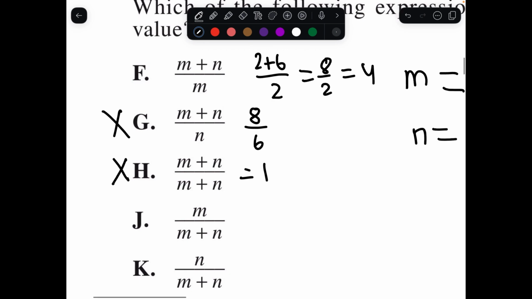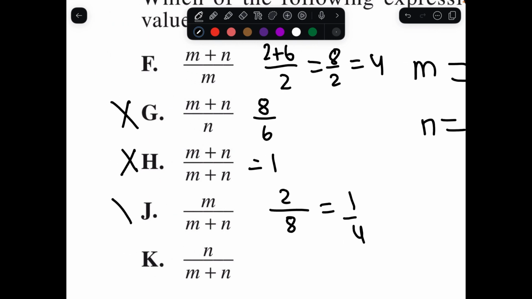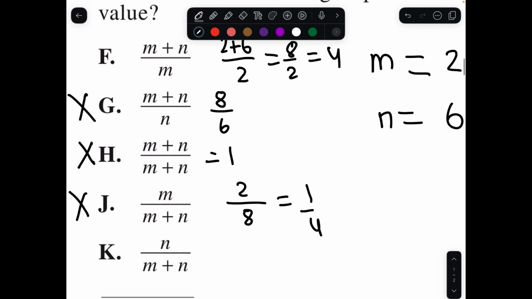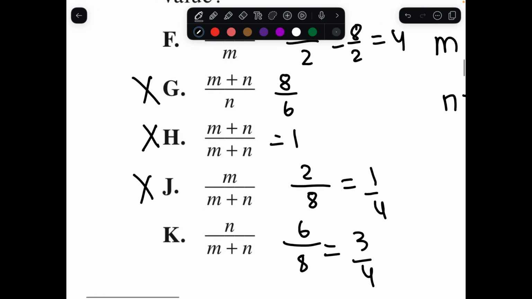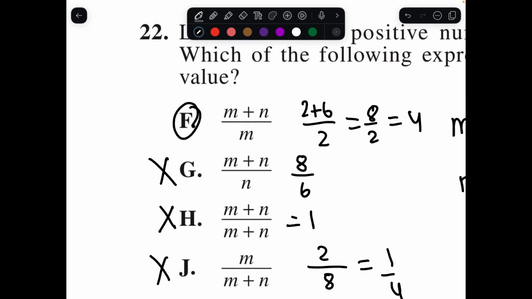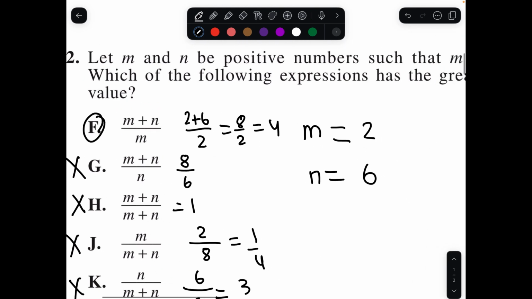Let's move on to J. J is m, 2 over m plus n, which is 8, which is 1/4. And this is smaller than everything so far, so it's not J. And then the last one is K, which is n, 6 over m plus n, which is 8, 3/4. And this is also smaller than 4, which means our answer to this question is F. Now, see, this is much easier than dealing with variables.